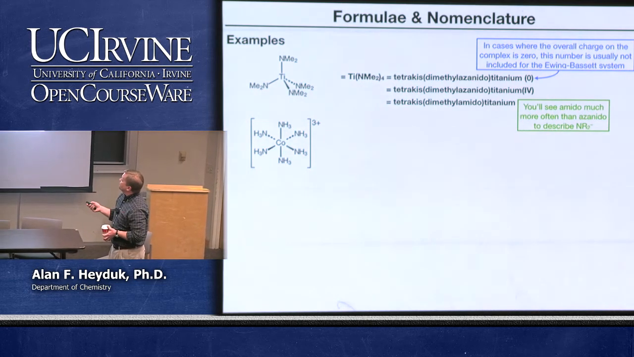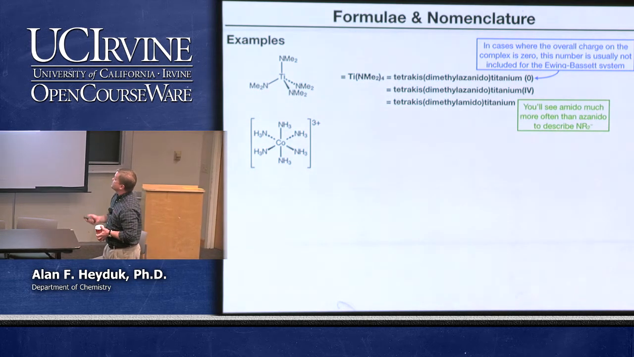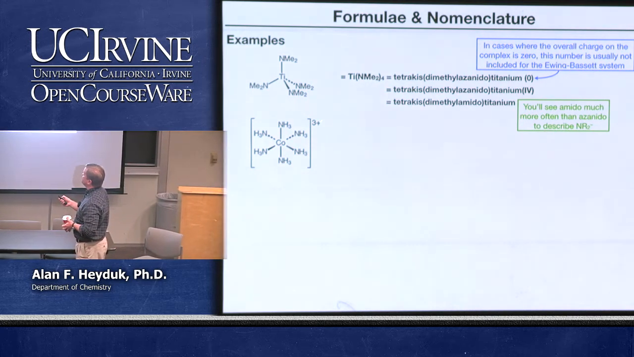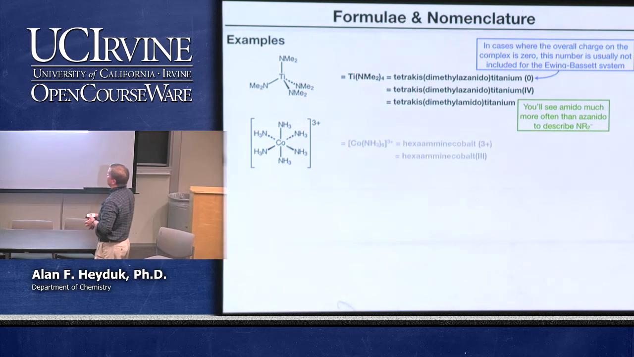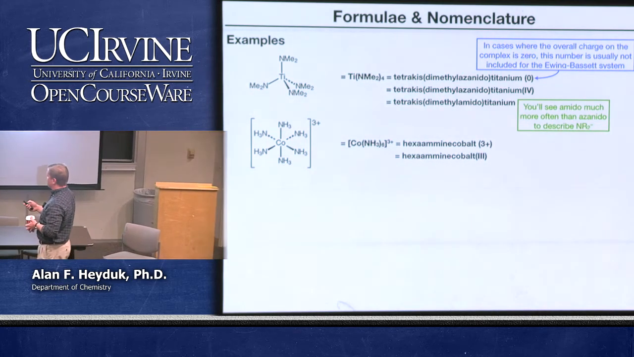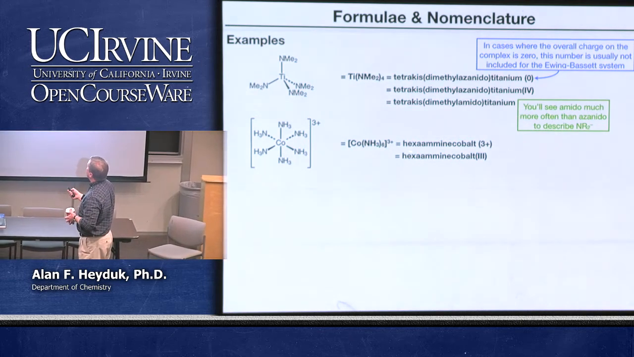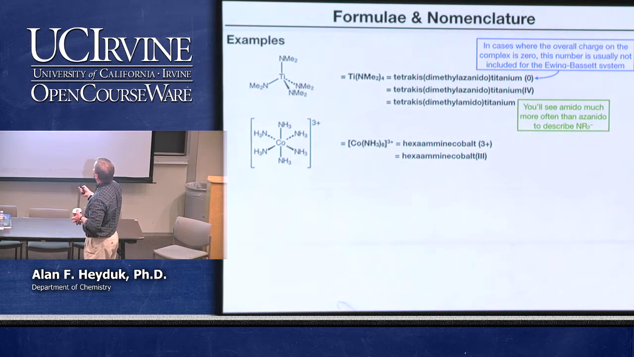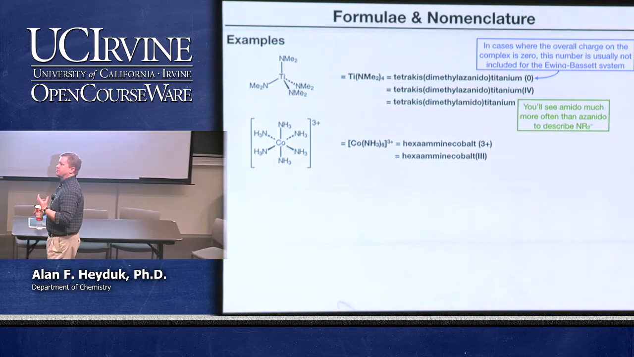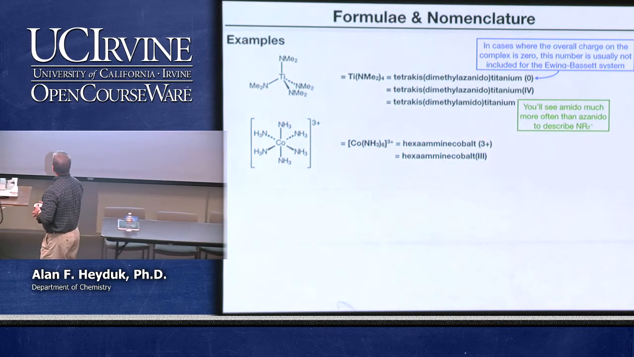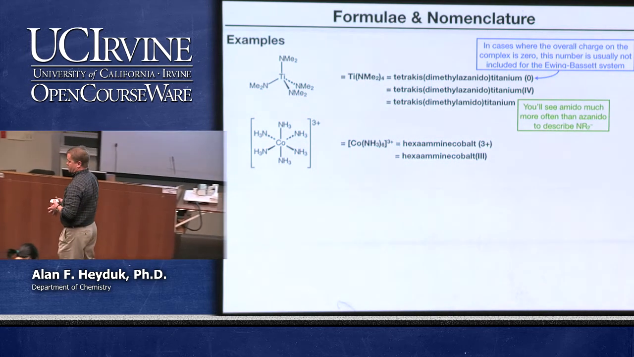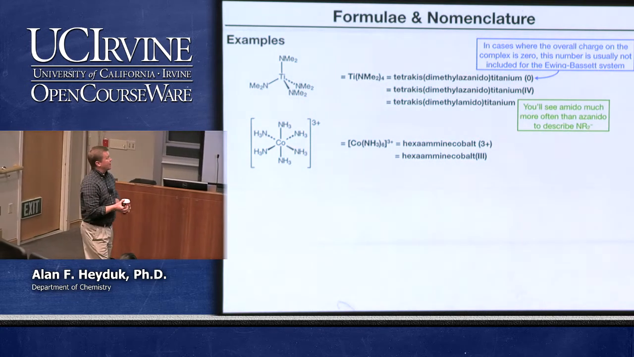Okay, another example. This one's pretty straightforward. We have cobalt with 6 ammonia ligands around it. The overall charge on the complex is 3+. So it's obviously a cation, which means cobalt retains its normal name. And so hexaammine cobalt. Again, here we have the Ewing-Bassett, and you can see that the 3+ is written in regular numerals, in parentheses, always with a space after the name of the complex ion.